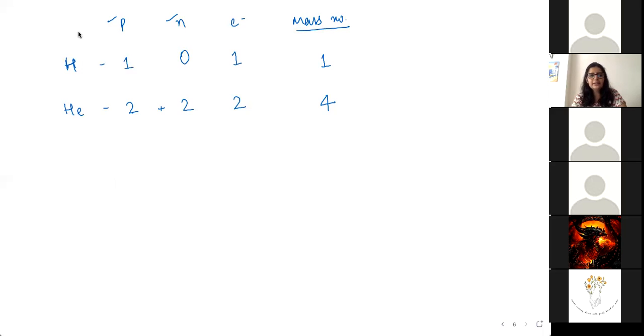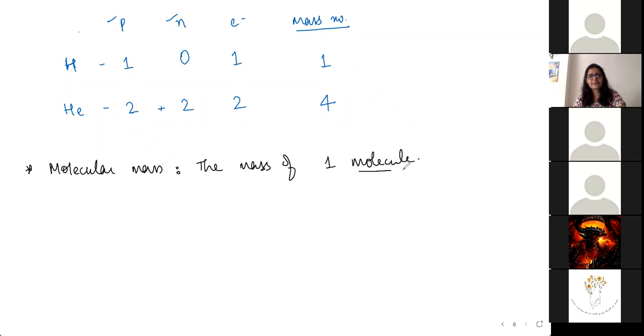So similarly, if I give you a term like molecular mass, what would it be? The mass of one molecule. Okay, the mass of one molecule would be the molecular mass. Simple. The mass of a molecule is the molecular mass.